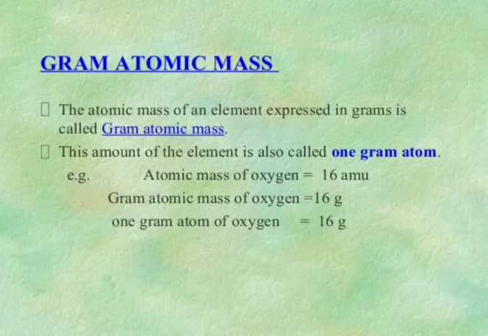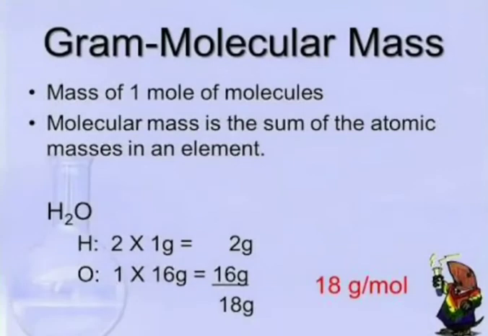So when we say that the gram atomic mass of oxygen is 16 gram, that means 1 mole of oxygen atoms contains 6.02 into 10 to the power 23 atoms. Since when we take the gram molecular mass for oxygen, that equals how much? 32 gram. That means 1 mole of oxygen molecules contains 6.02 into 10 to the power 23 molecules.